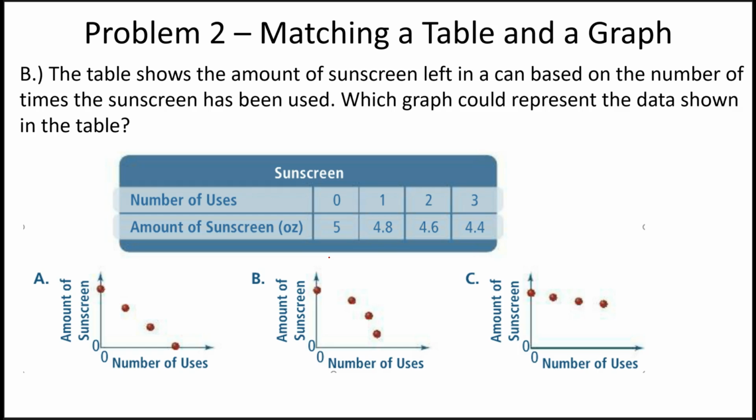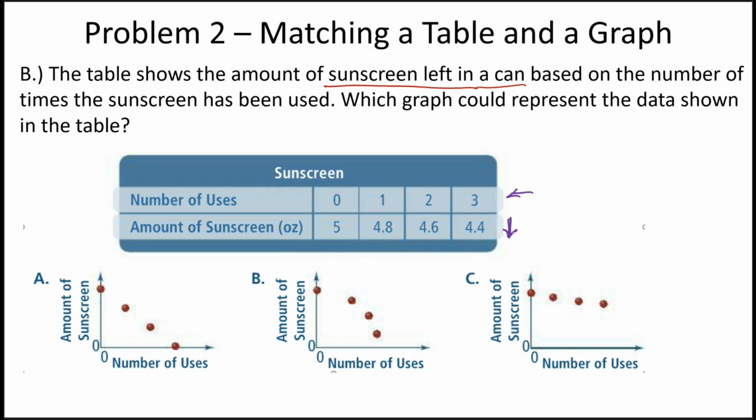So the table shows the amount of sunscreen left in a can based on the number of times the sunscreen has been used. Which graph could represent the data? So let's look. Our first variable here is the number of uses. When it hasn't been used at all, there are 5 ounces of sunscreen. After one use, it's gone down to 4.8. At another use, it's gone down to 4.6. At another one, it's gone down to 4.4. So right off the bat, we know our data is definitely going down.